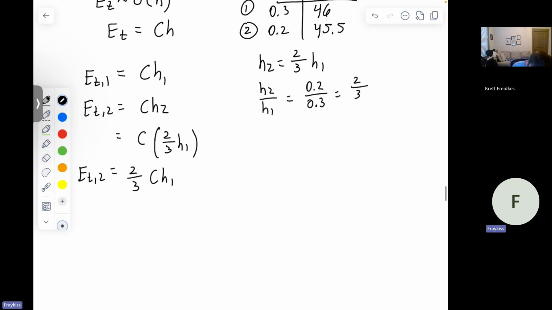Now, the thing that will benefit is noting that this term right here is the same as the true error for the first iteration. So I'll say that the true error for the second is going to be 2/3 the true error from the first.